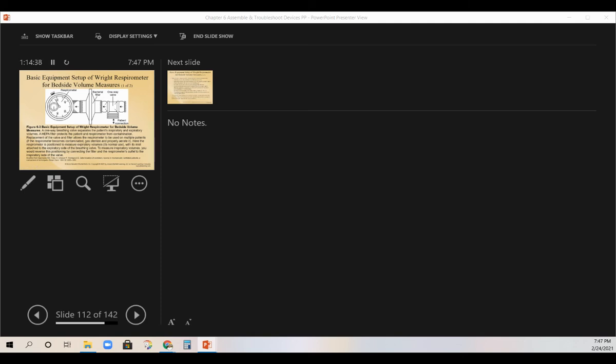Here's the position to measure expiratory volumes, with its inlet attached to the expiratory side of the breathing valve. To measure inspiratory volumes, you would reverse this position by connecting the filter and the respirometer's outlet to the inspiratory side of the valve. So you would go a different way, right?